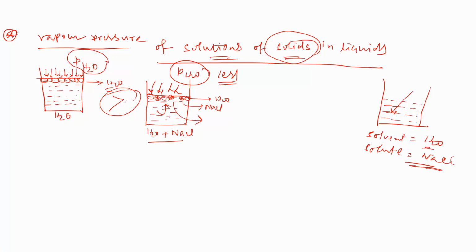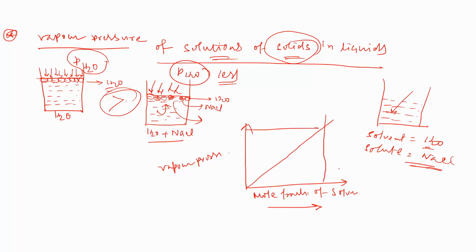The decrease in vapor pressure of the solvent depends on the quantity of the non-volatile solute present in the solution. We have to know what type of volatile and non-volatile solute we are using. So this is the case where we make a solution where the solvent is liquid and the solute is solid, and the vapor pressure will of course be decreased. If I draw a curve for that case, this is the vapor pressure and this is the mole fraction of the solvent. When we increase the mole fraction, then obviously the vapor pressure will increase.